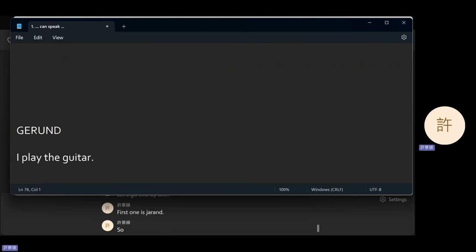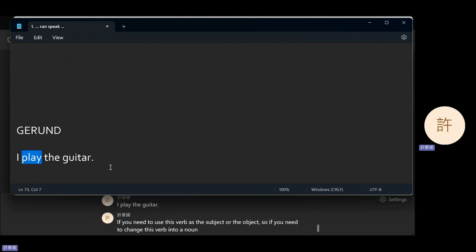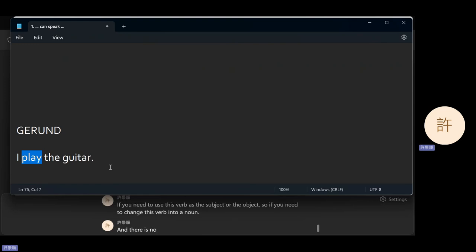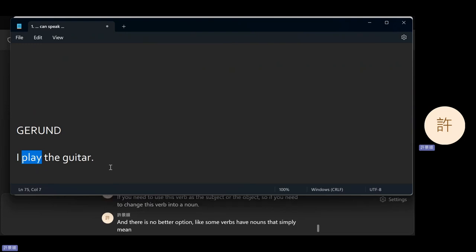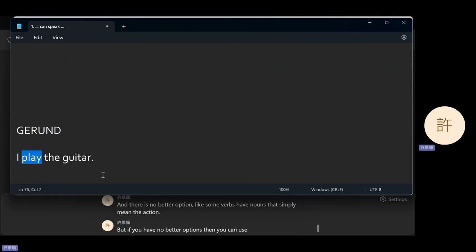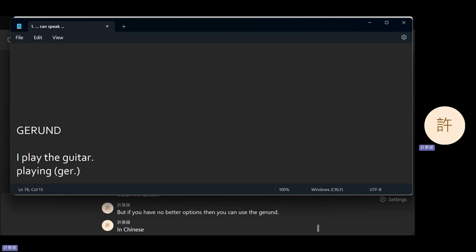So we have a typical sentence: I play the guitar. If you need to use this verb as the subject or the object, so if you need to change this verb into a noun, and there is no better option, like some verbs have nouns that simply mean the action. But if you have no better options, then you can use the gerund.